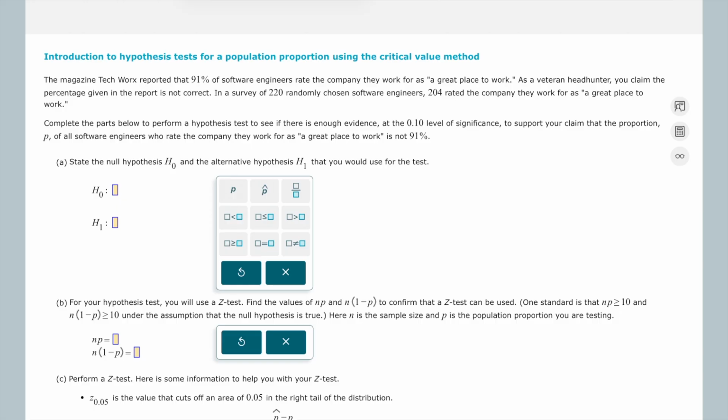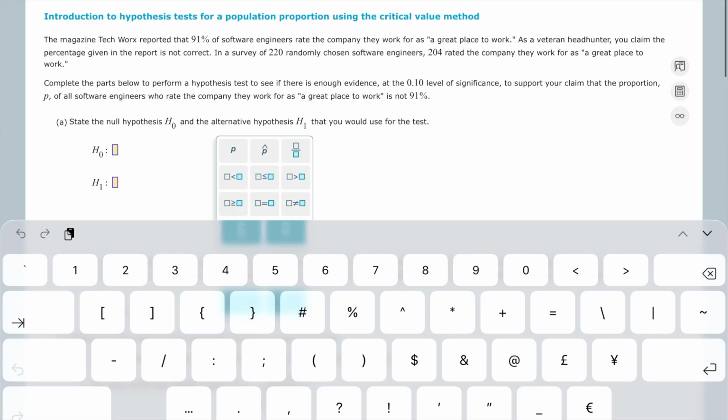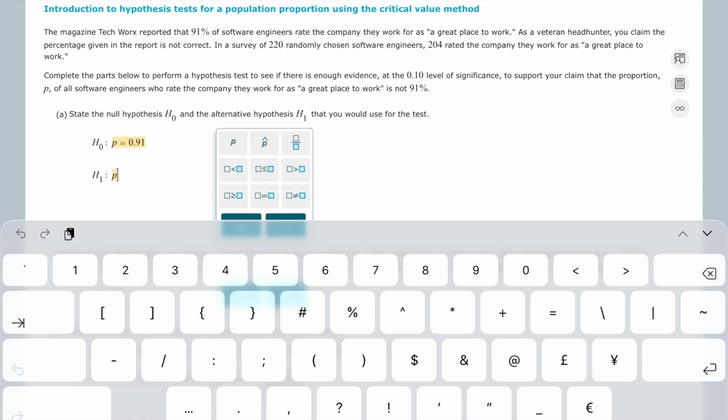Okay. So on this one, it says, complete the parts below as you perform a hypothesis test to see if there is evidence at the 0.10 level to support the claim that the proportion of all software engineers who rate the company they work for as a great place to work is not 91%. Okay, so the first one, they use P, right? P always equals 0.91. The next one says is not, so that's going to be not equal to 0.91.